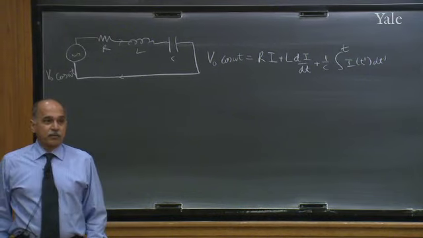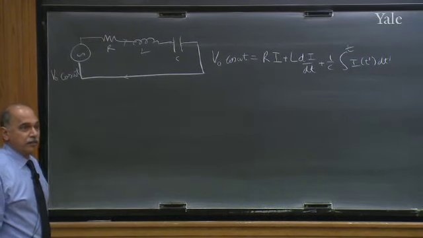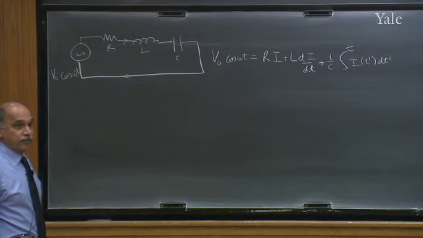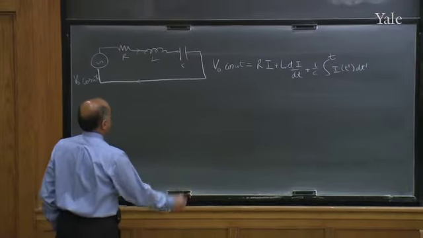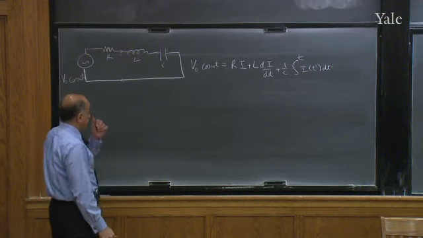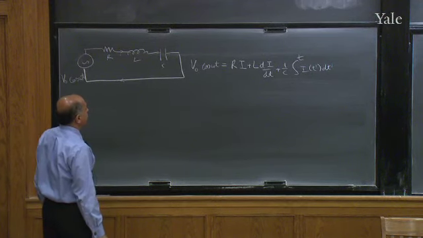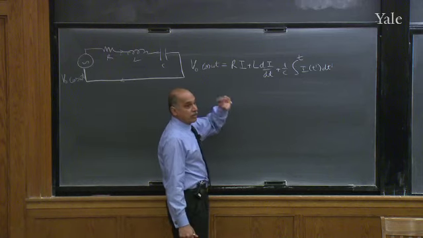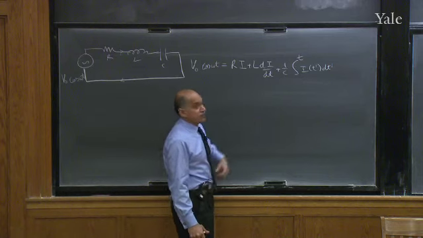Everybody with me on that part? That determines the current at every instant in time. So if you can solve this equation, you solve for the current. But what's difficult is that it's not an algebraic equation. It's not like V equals IR, where you divide by R, you got the current. This has integrals, it has derivatives.